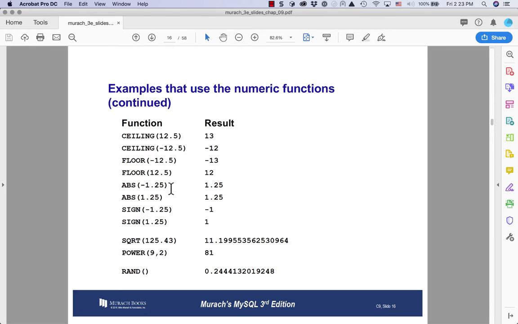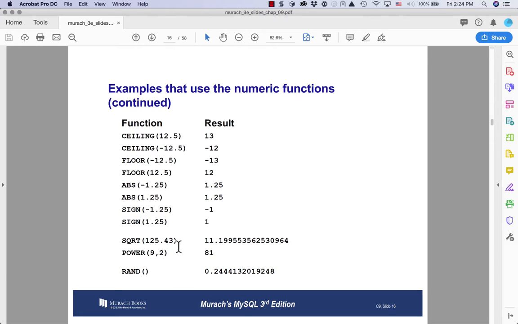The absolute value is just going to disregard the sign. So if you have a negative 1.25, it'll give you a positive 1.25. If you have a positive 1.25, you'll still have a positive 1.25. What if you just want to figure out what the sign of your value is? Well, the sign function will return a negative 1 if it has a negative sign, and a positive 1 if it has a positive sign.